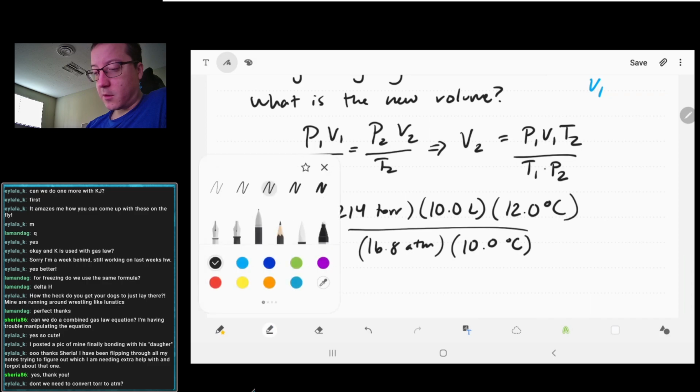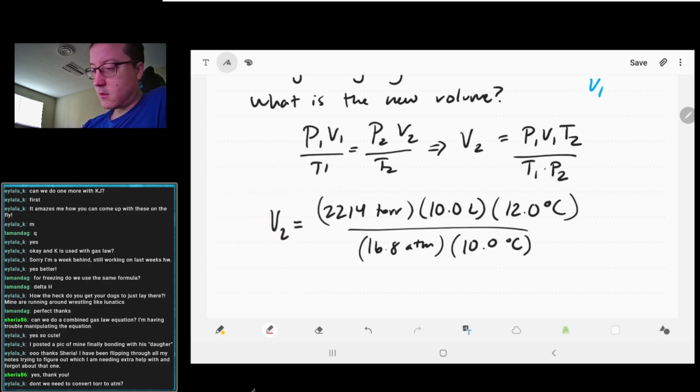Indeed, that is one thing we're going to need to do. So we have noticed we have different units here. Those are not going to cancel out. So we are going to need to change one of them. We could either change the torr into atmospheres, or we could change the atmospheres into torr. Whichever one you want, it does not matter. We just need them to have the same unit. What else is problematic here?